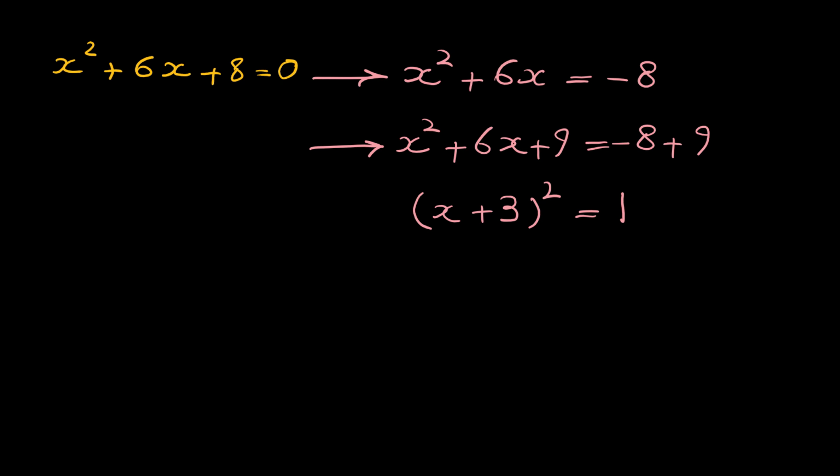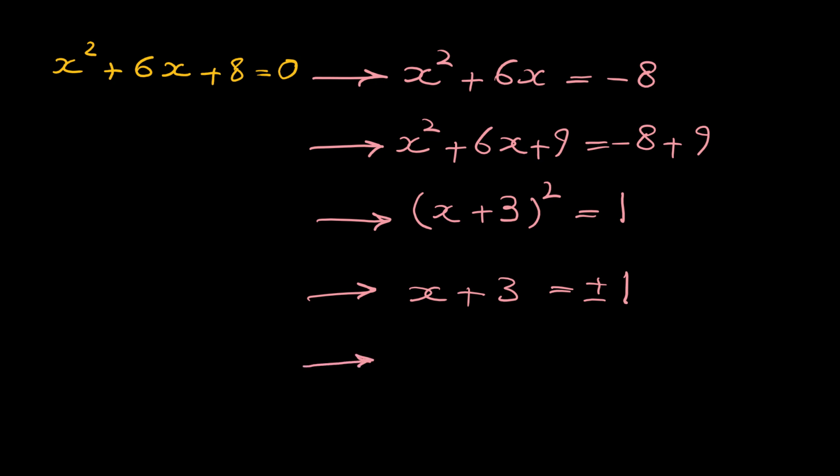Now, as you can see, we have a very simple equation here. Now for solving this equation, x plus 3 to the 2 equals 1, we take a square root from both sides. Then we have x plus 3 equals plus minus the square root of 1. But the square root of 1 is 1. Don't forget, when you take a square root, put plus minus outside of the radical. Our equation has two solutions.